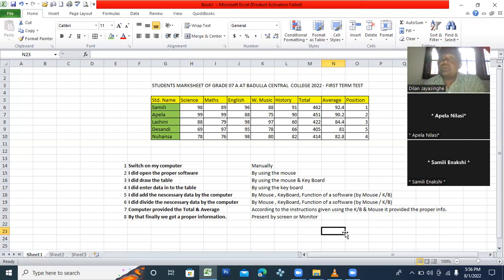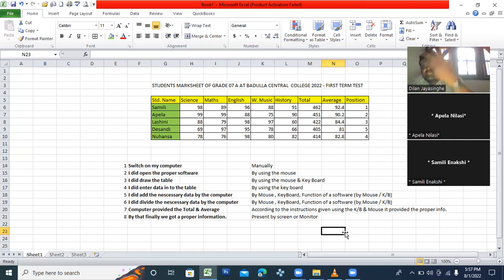I have already shown to the computer. I have instructed to the computer. This to be happen like this, and this to be happen like this, like that. According to my instructions, what did it do? It has already provided the proper information. It did find the total according to my instructions. It did find the average according to my instructions.